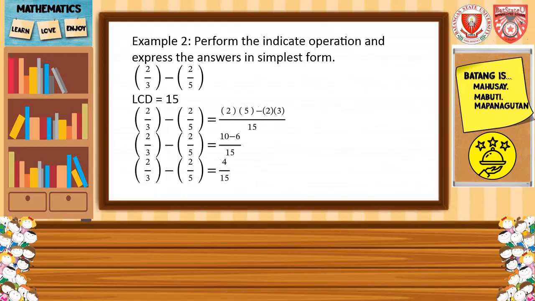Another example, number 2. Perform the indicated operation and express the answer in simplest form. 2 over 3 minus 2 over 5. The LCD of the two is 15. So 15 divided by 3 is 5, times 2, we have 10. Then 15 divided by 5 is 3, 3 times 2, we have 6. Then 10 minus 6 over 15. So 10 minus 6 is 4 over 15. The simplest form we have is 4 over 15.